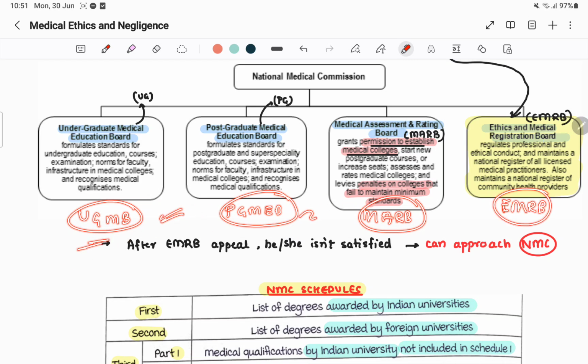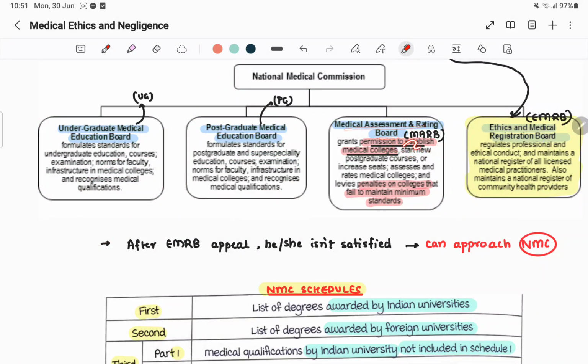So UGMB, PGMEB, MARB and EMRB are the four pillars of the National Medical Commission. The Undergraduate Medical Board covers education, courses, examinations and norms for recognizing medical qualifications, for MBBS. And the Postgraduate Medical Board sets standards of post graduation and super speciality, that is for MD and DM degrees.